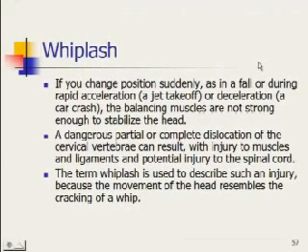There's another phenomenon referred to as whiplash, or whiplash injury. If you change position suddenly as it relates to your neck, as in a fall or during a rapid acceleration, takeoff, or deceleration, such as in a car crash, the balancing muscles are not strong enough to stabilize the head. A dangerous partial or complete dislocation of the cervical vertebrae can result, with an injury to muscle and ligaments and potential injury to the spinal cord. The term whiplash is used to describe such an injury because the movement of the head resembles that of cracking a whip.